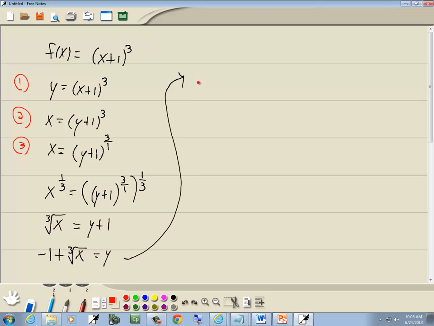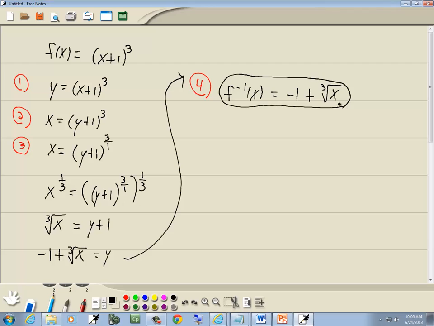And step 4, replace y with your inverse notation. So the inverse of f is going to equal negative 1 plus the cube root of x. This is already one-to-one, so there's no need to do step 5.